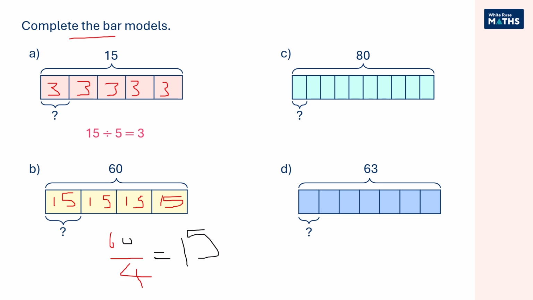This next one, we have 1, 2, 3, 4, 5, 6, 7, 8, 9, 10. So we're going to do 80 divided by 10, or 80 tenths. Knock off a 0, so each one here is going to represent 8. And then lastly, can you do this one, guys? Pause it if you want to. We're going to have 1, 2, 3, 4, 5, 6, 7. We're going to have 63 divided by 7, 63 sevenths, equal to 9.